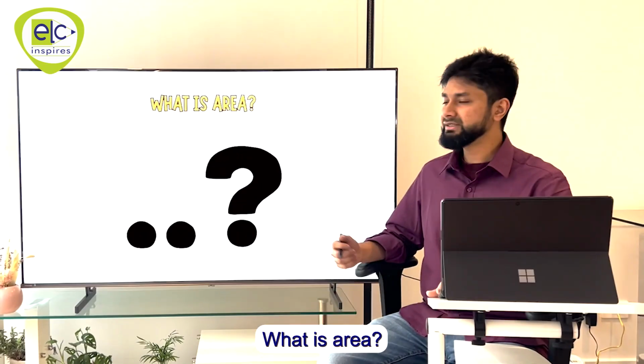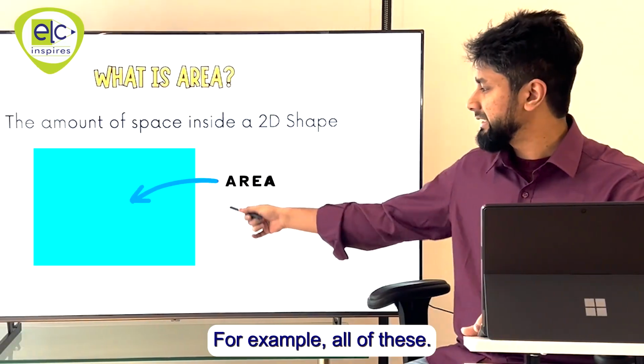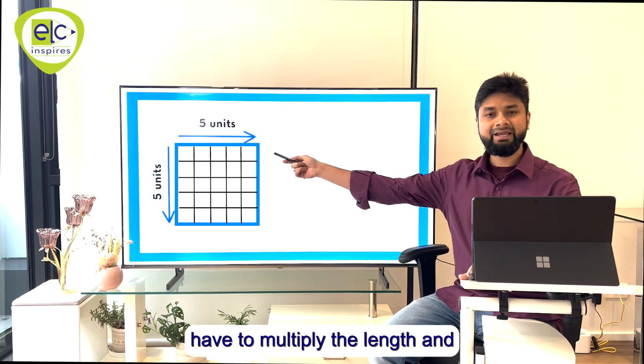So let's start. What is area? Area is the amount which is inside a 2D shape. For example, all of these. To find the area, we just have to multiply the length and the width.